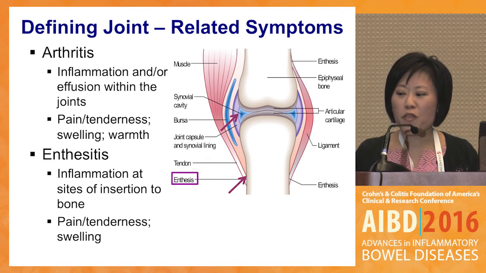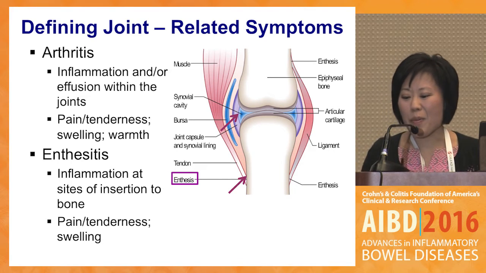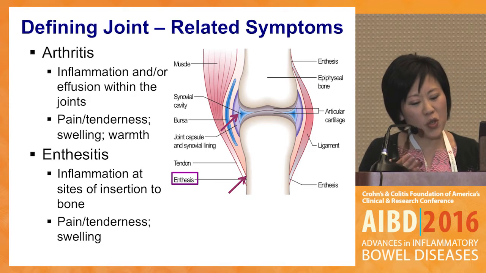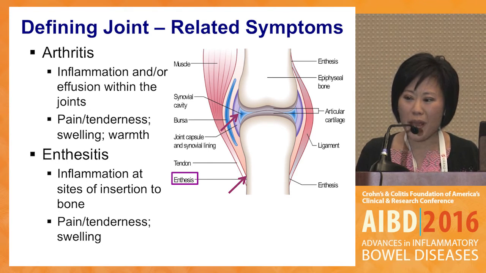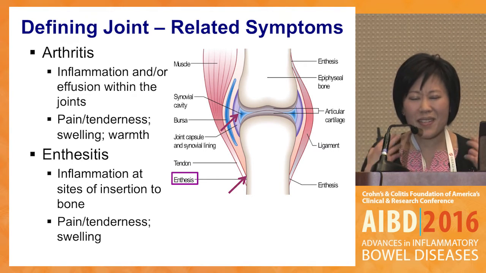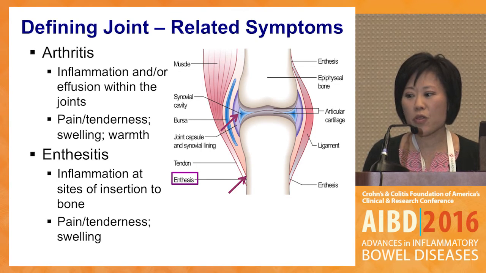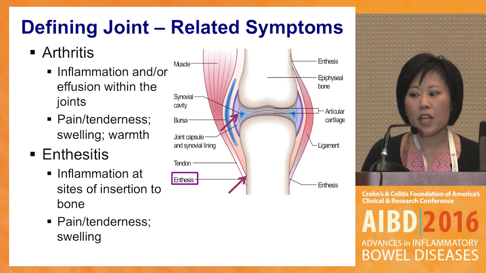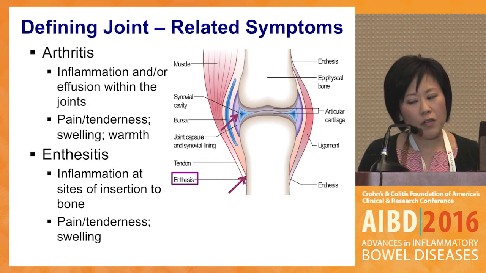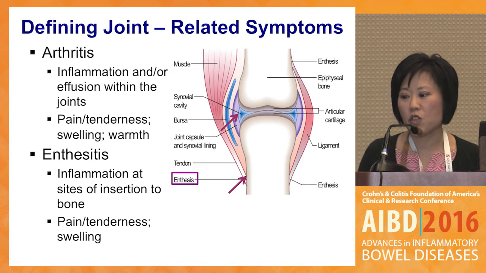So before we go further, I just want us to make sure that we're defining the different symptoms and different issues that come with joint swelling, inflammation, and pain. I think we often say, oh, there's a joint problem, it must be arthritis. At least maybe that's how I think. So just talking through this a little bit. When we say arthritis, we're actually referring to inflammation and or effusion within the joints, often manifested by pain and tenderness along with swelling and warmth at the respective joints.